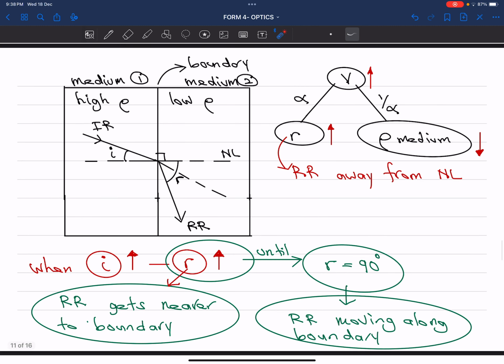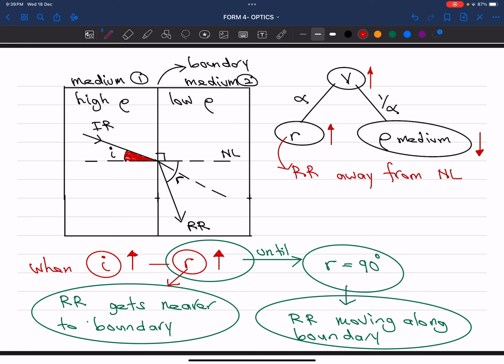Now we look at medium 1 and medium 2 with a boundary in between the two media. I have medium 1 high density, medium 2 low density. I have an incident ray approaching the boundary with the angle of incidence I, which I'm labeling here with red.